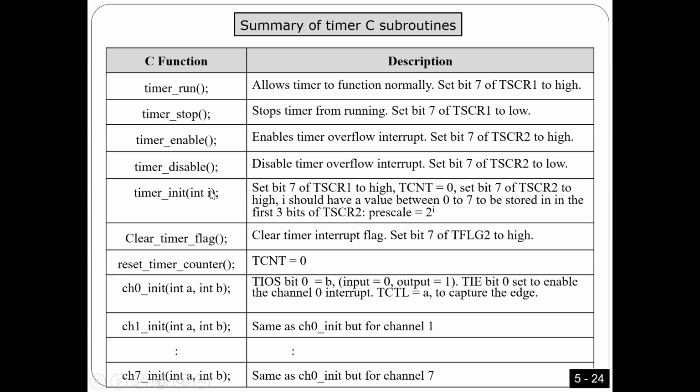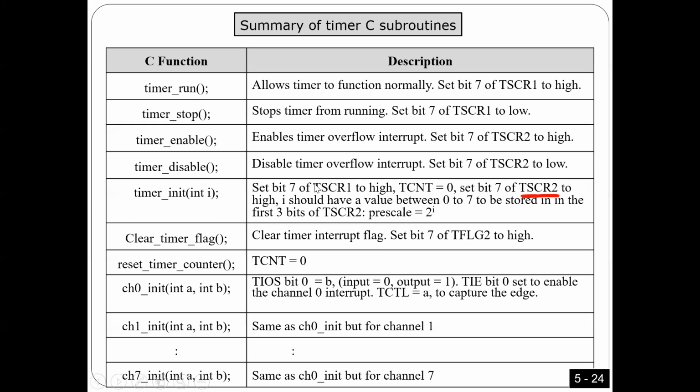This one is to initialize the timer. Here in the initialization, you are going to run the timer. You are going to put 0 in TCNT because you want to start counting from 0. Also, you are going to enable the interrupts. The last thing here, the number you have to send here is going to be used for prescale. So whatever you send here will be used to calculate the prescale.